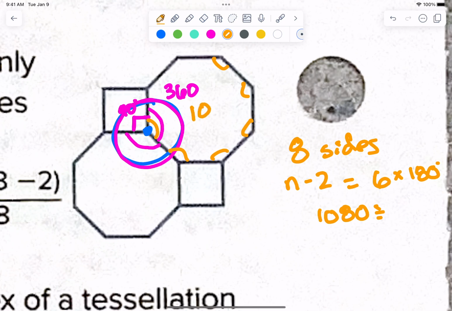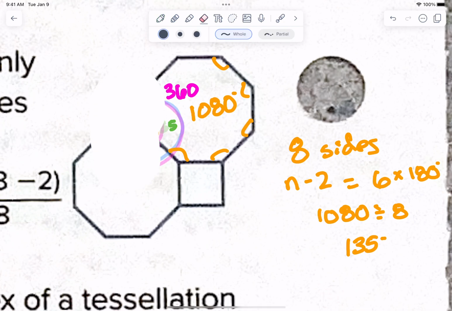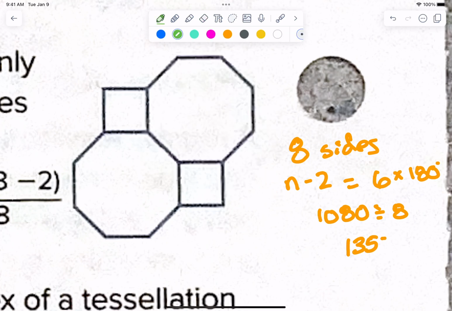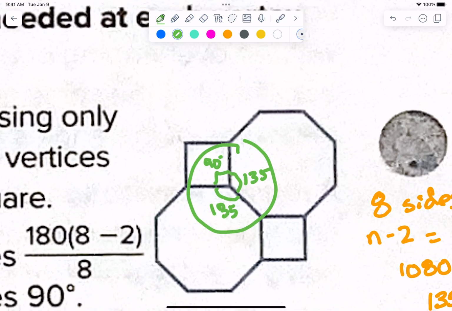So that means 1080 is how many degrees are inside of this whole thing? Divide by 8, which then is what? 135. Perfect. Okay, so that means this angle is 135 degrees, and then this one right here is 135. We just found this angle is 135, and that means this angle is also 135, and this angle right here is 90. And what we're concerned with is if I butt them up against each other, will those come together in the middle and meet perfectly?